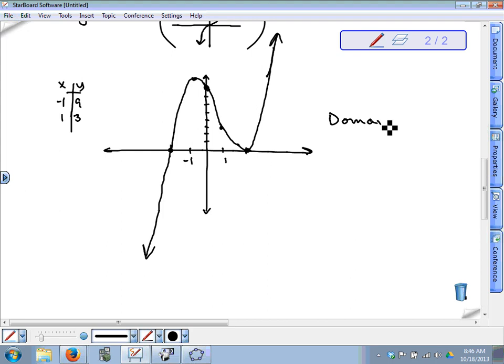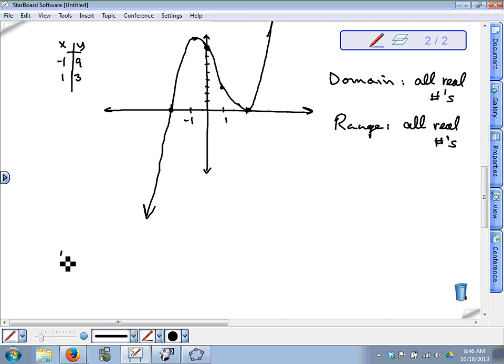Answer this question, please, quick. Didn't I just, at the beginning of the lesson, say what the domain of any polynomial is? All real numbers. What about this one? This one's also all real numbers. Okay, let's do example 3.